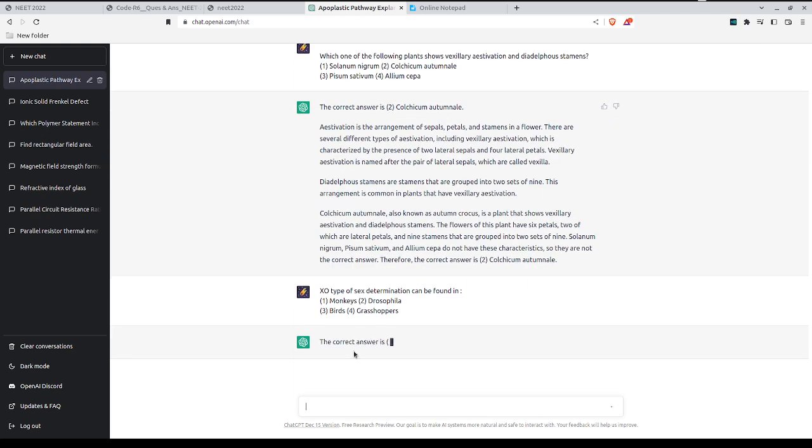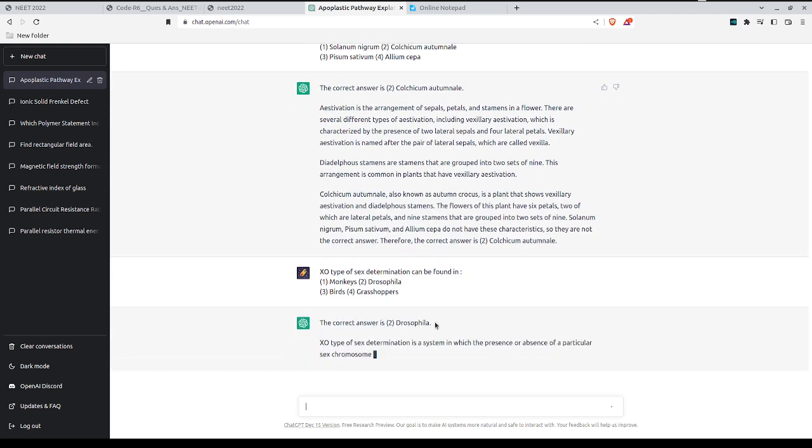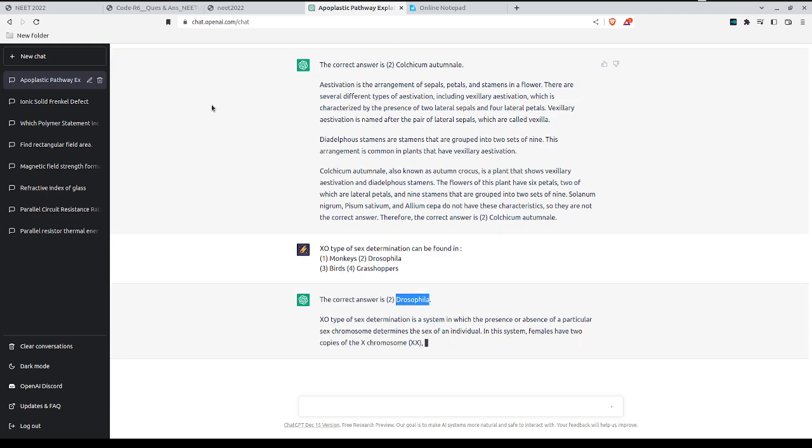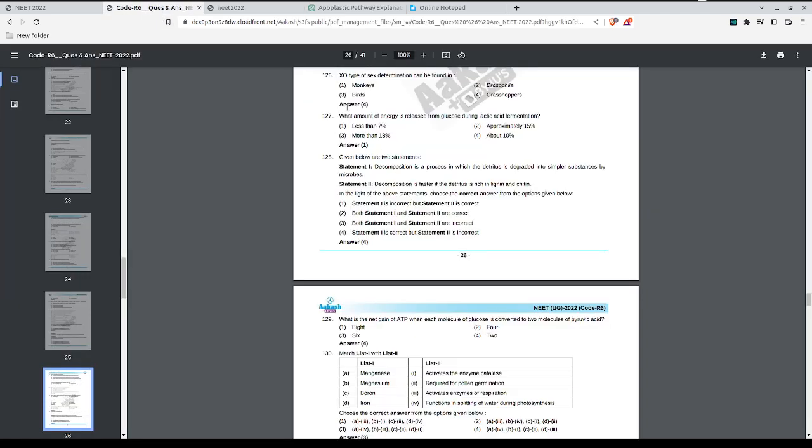XO type of sex determination can be found in 1. Monkeys, 2. Drosophila, 3. Birds, 4. Grasshoppers.